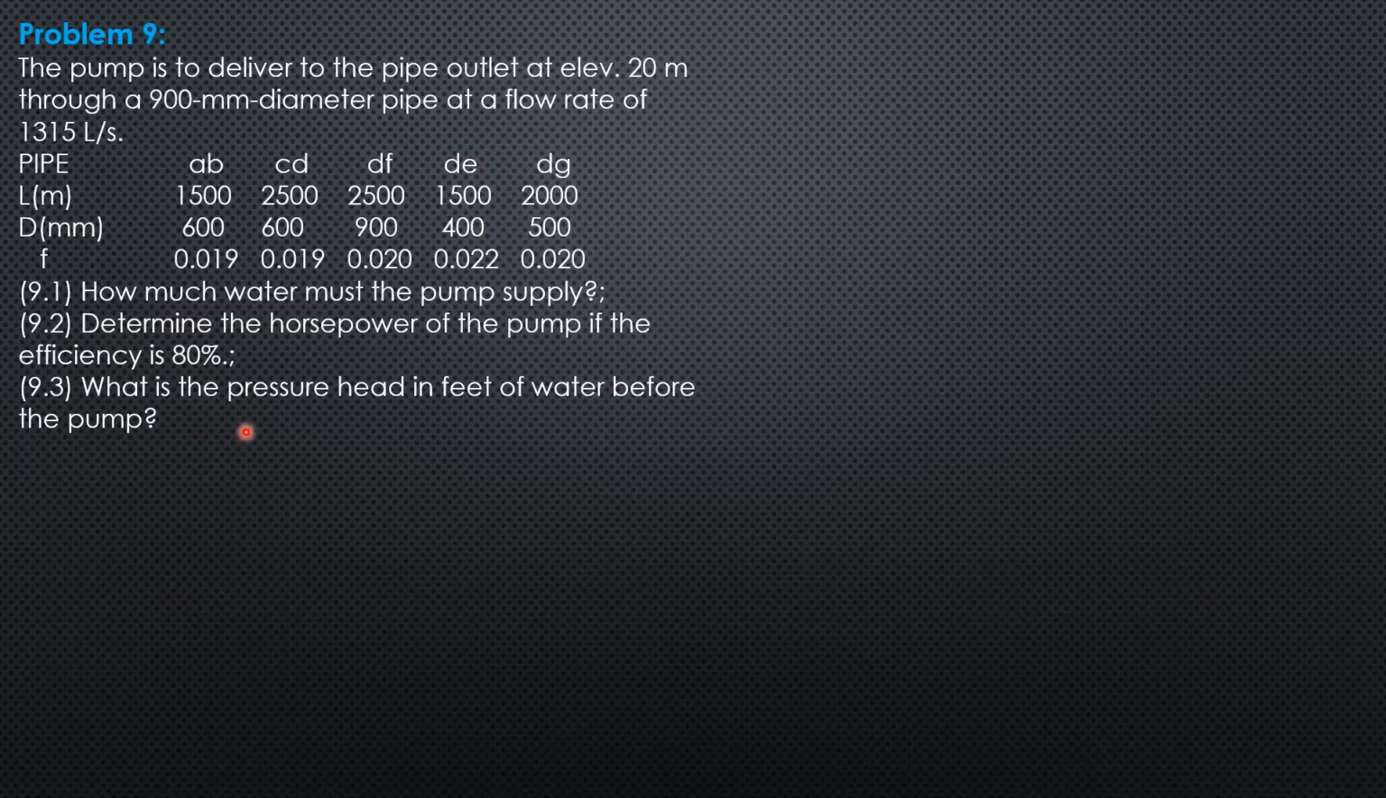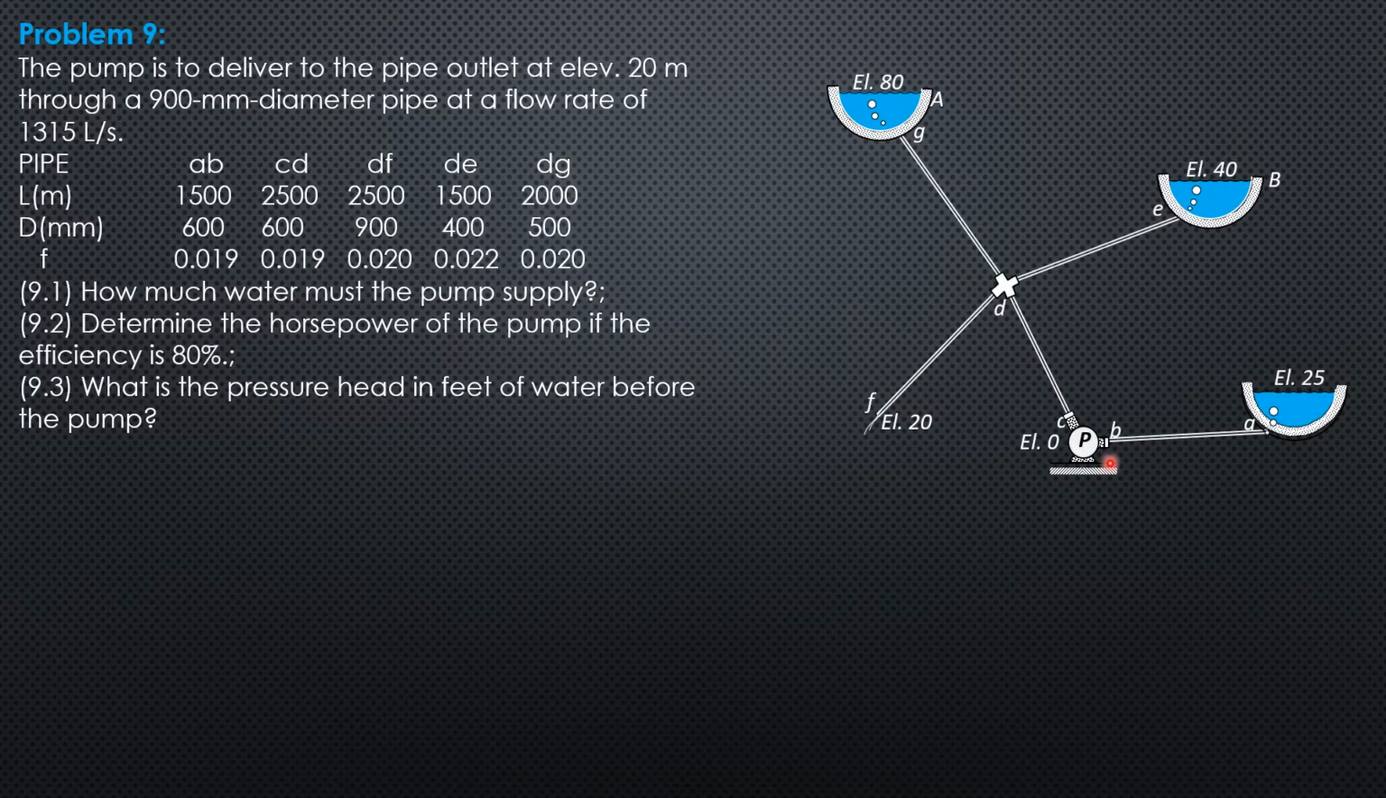Determine the horsepower of the pump if the efficiency is 80%, and what is the pressure head in feet of water before the pump. So this is the situation. Knowing the discharge in DF, we can compute the head loss in DF, then the energy level at junction D to locate the energy level so that we can compute for the head losses of the other pipes.